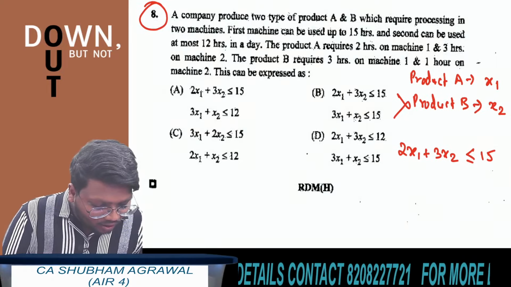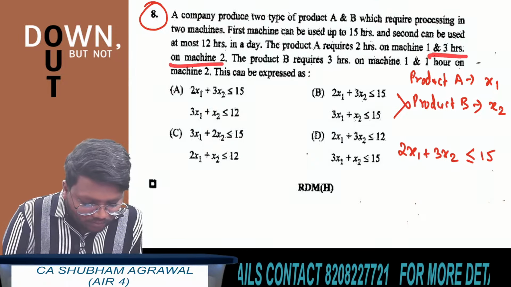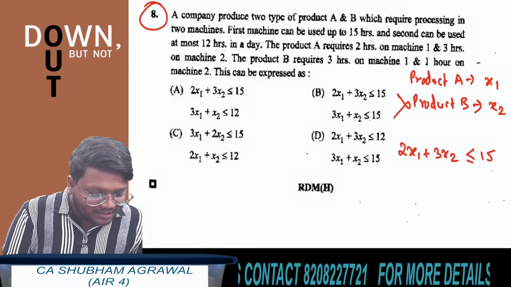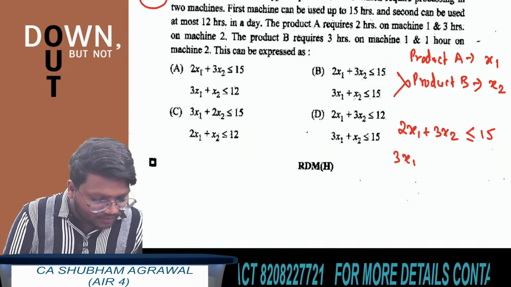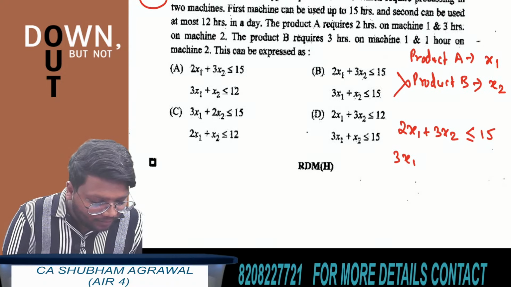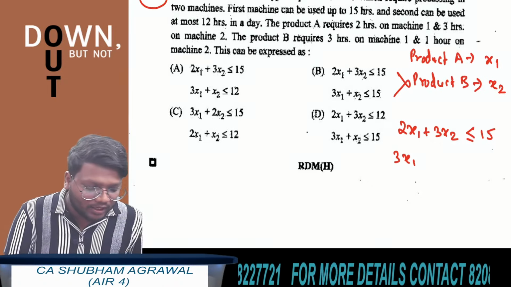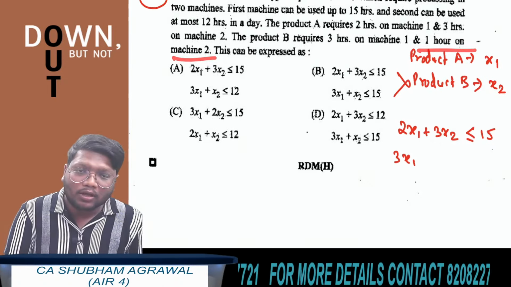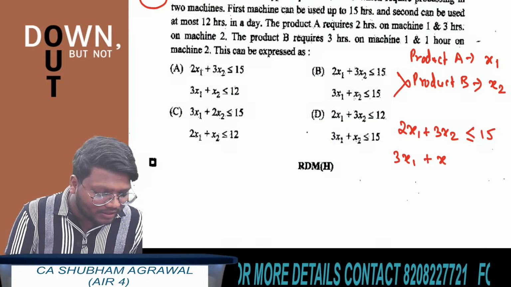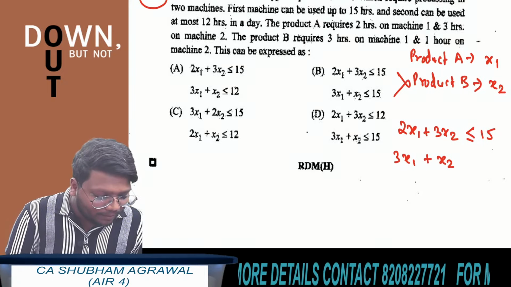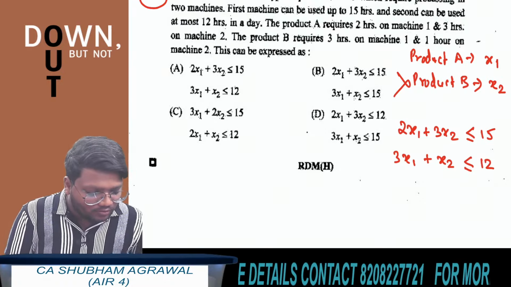Now, 1 unit of product A requires 3 hours on machine 2. So, x1 units of product A will require how many hours on machine 2? 3 multiplied by x1. 1 unit of product B requires 1 hour on machine 2. So, x2 units of product B will require how many hours on machine 2? 1 multiplied by x2 is what? x2. Now, 3x1 plus x2 is what? Less than or equals to 12.